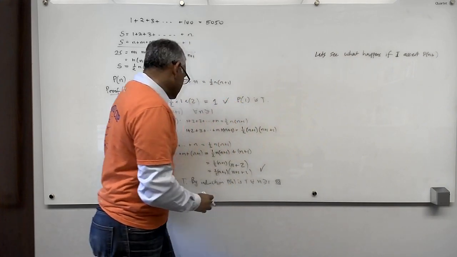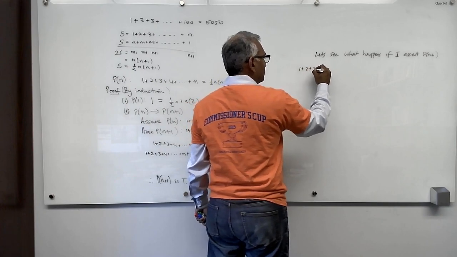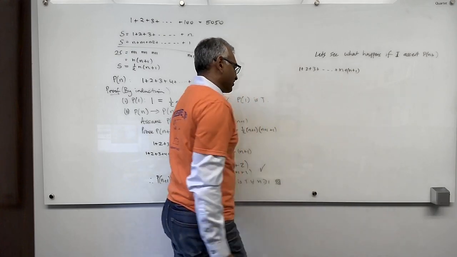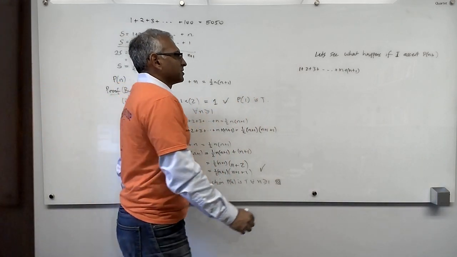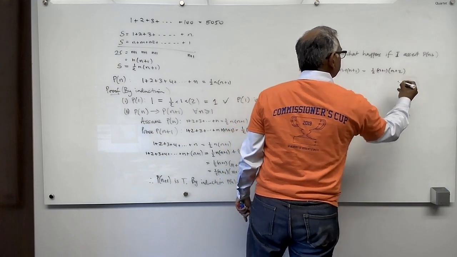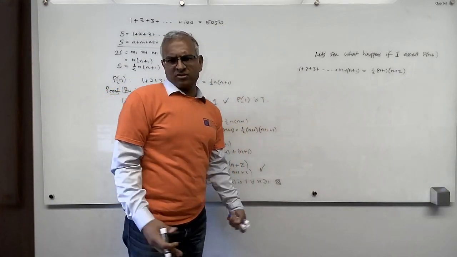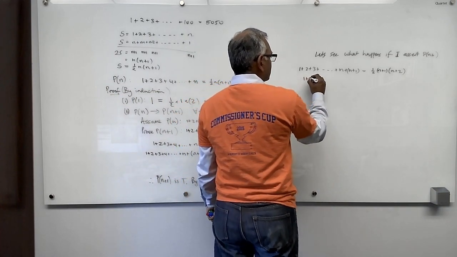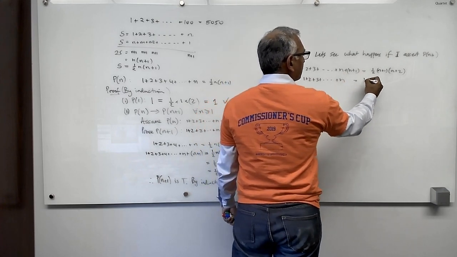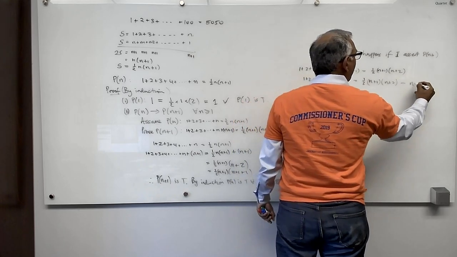So what am I asserting? I'm claiming as if it's true the sum 1 plus 2 plus 3 plus up to n plus n plus 1 is equal to what I want, 1 half n plus 1, n plus 2. Then let me subtract n plus 1 from both sides. That's perfectly legitimate. So 1 plus 2 plus 3 plus all the way up to n, having subtracted n plus 1, should equal 1 half n plus 1, n plus 2, minus n plus 1.